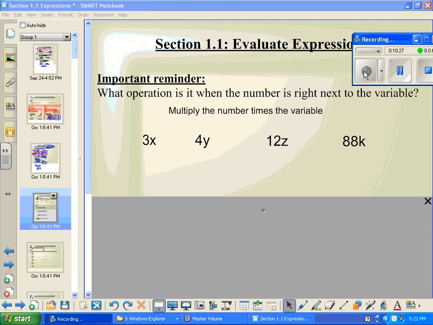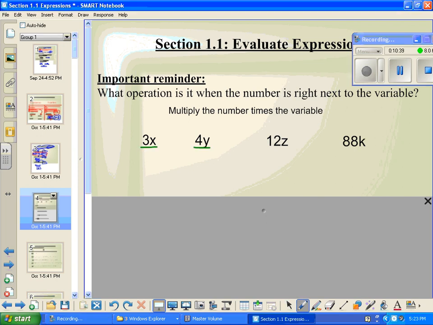One more type of simple expression I didn't have on that previous page for an example, because I wanted to point it out right here, is what happens when I have an expression that looks like this, where I have like 3x or 4y or 12z, 88k, all of these particular expressions. There is an operation in this expression, like I have the number 3 and I have the letter x, and they're right next to each other. So what does it mean to do with 3 and x?